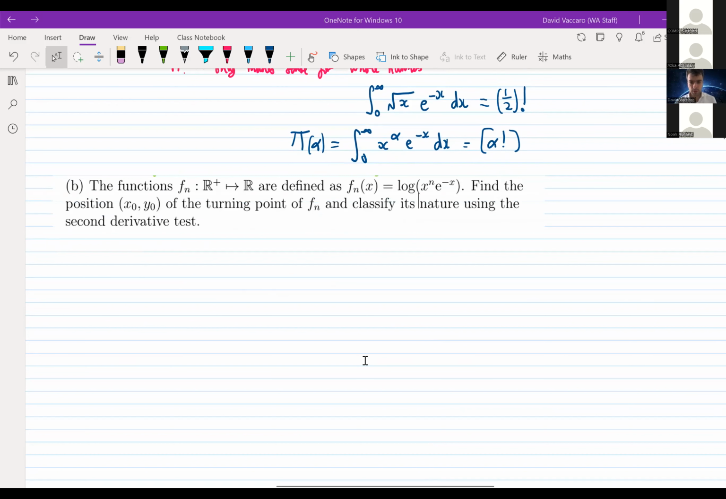Good. Right, let's look at this. So it says the functions fn are defined as the natural log of x to the n e to the minus x. And it says find the position x0, y0 of the turning point of fn and classify its nature using the second derivative test.